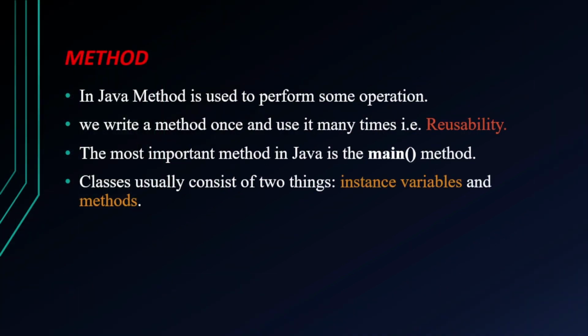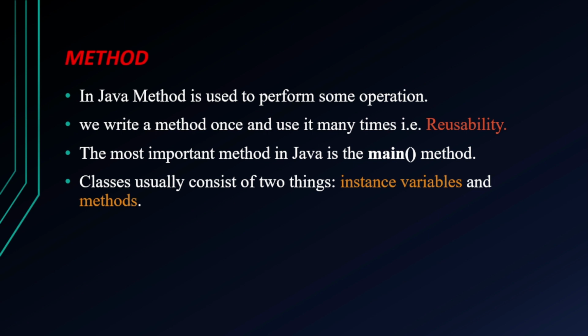In Java, a method is used to perform some operation or a particular task. We write a method once and use it many times. That is reusability. The most important method in Java is the main method. So, the method is used to perform some operation, some task in Java. And we write a method once so we can use it many times.